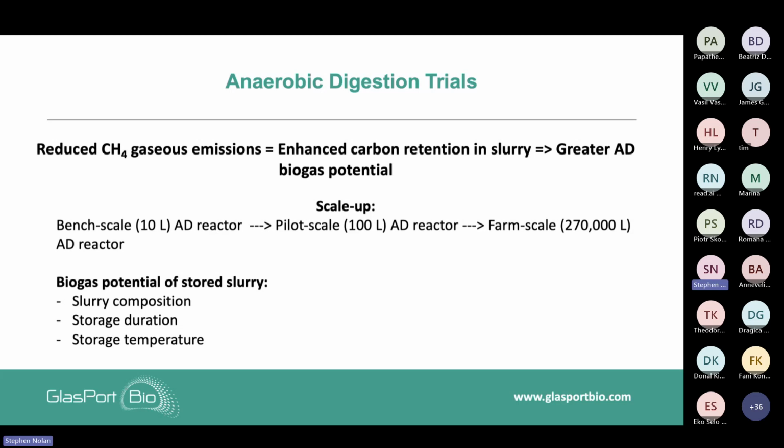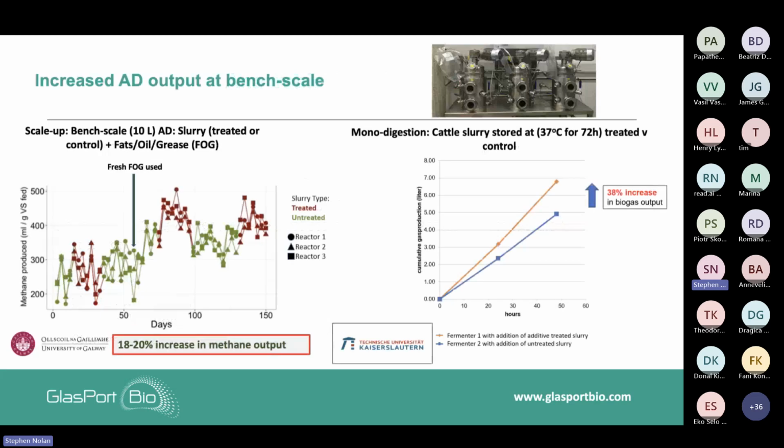So the biogas potential of stored slurry is a function of the slurry composition, storage duration, and storage temperature. And we've observed that if you can trap the gas, the carbon, in the slurry, you get an increased methane output. So we've done this with co-digestion of pig slurry with fats, oils, and grease.